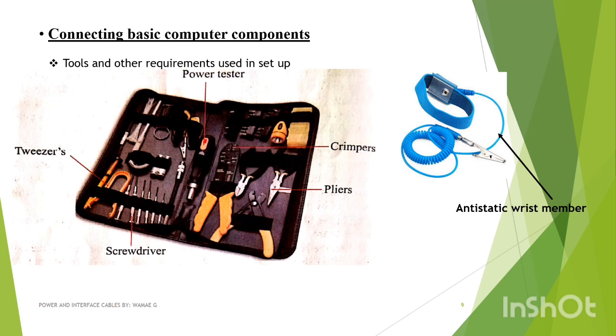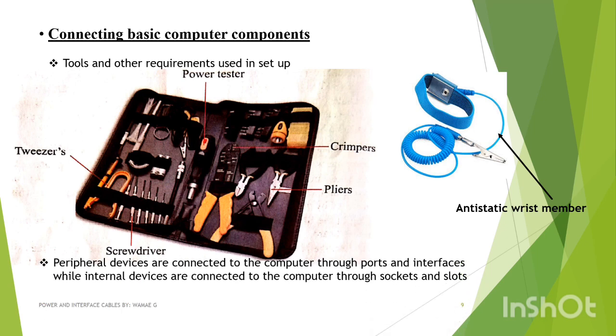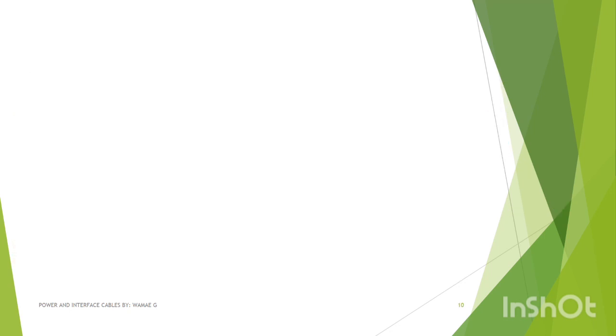After that, we shall also look at the next thing. We shall also look at peripherals. Let's read this. Peripheral devices are connected to the computer through ports and interfaces, while internal devices are connected to the computer through sockets and slots.